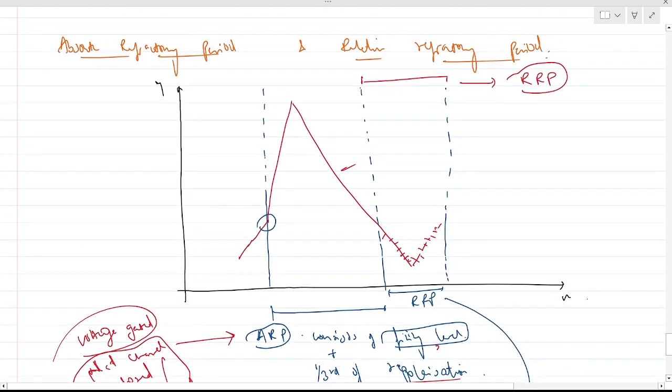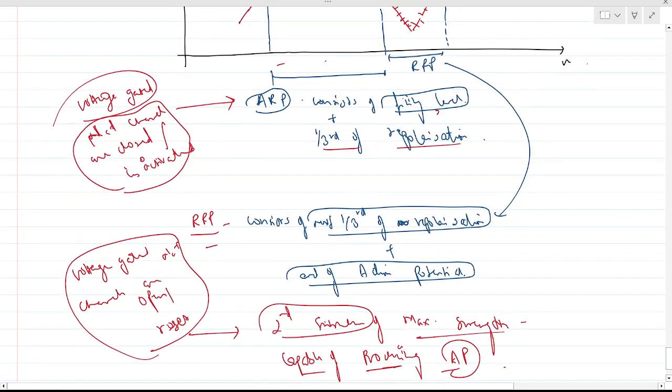Remember this graph. From this graph, you can deduce everything. Okay, these are the two demarcation phases we have done here. Absolute refractory period, 1/3 of repolarization along with the firing level, and the next 1/3 of repolarization along with the end of the action potential is relative. Absolute refractory, voltage gated sodium channels are closed, and here in relative, they are open.